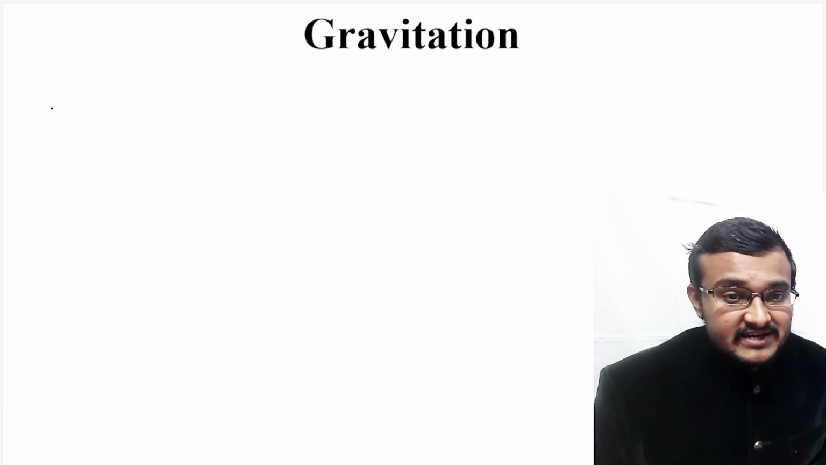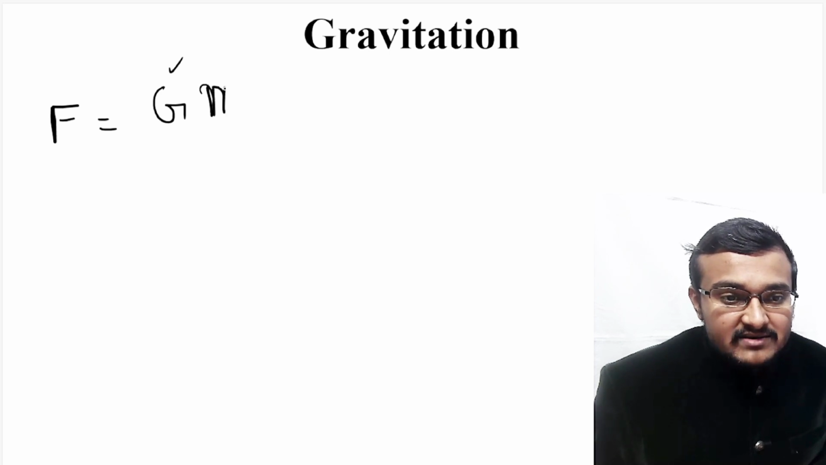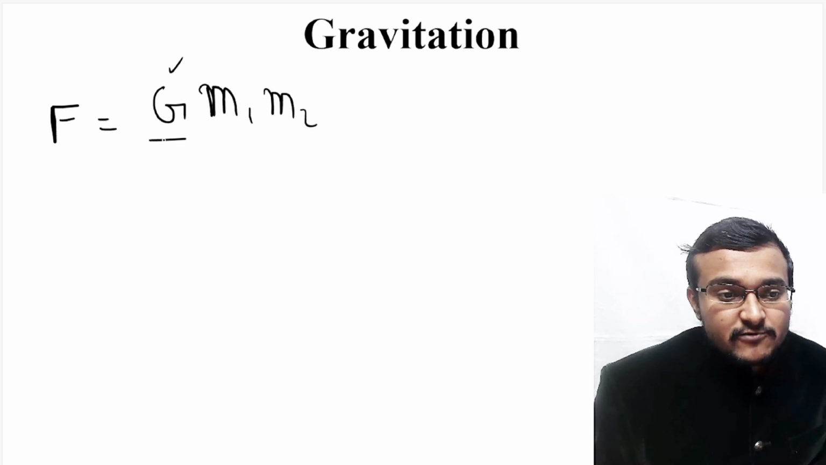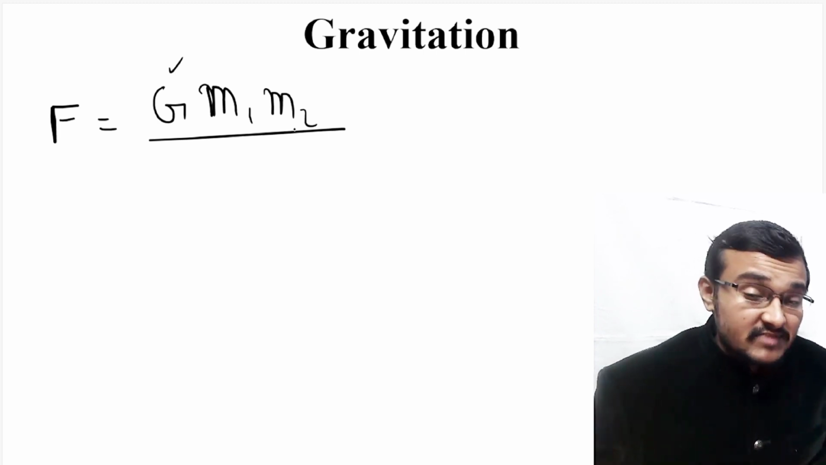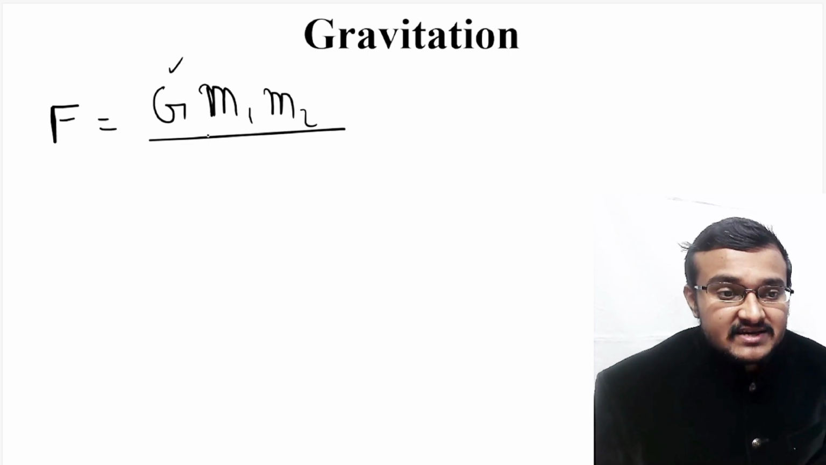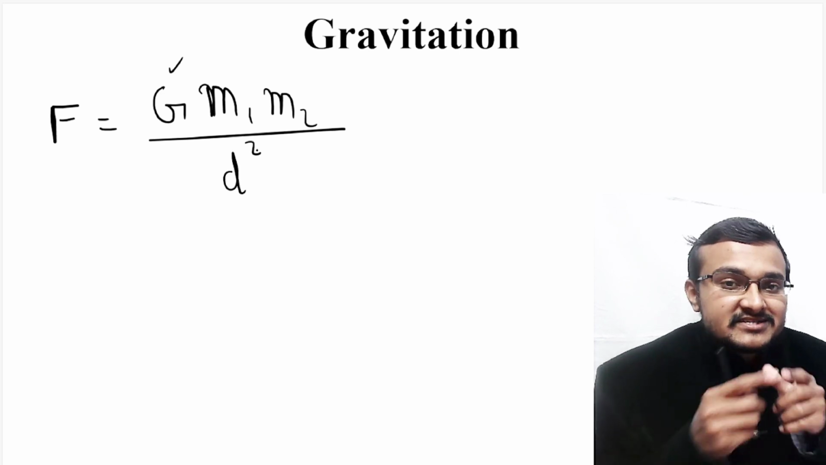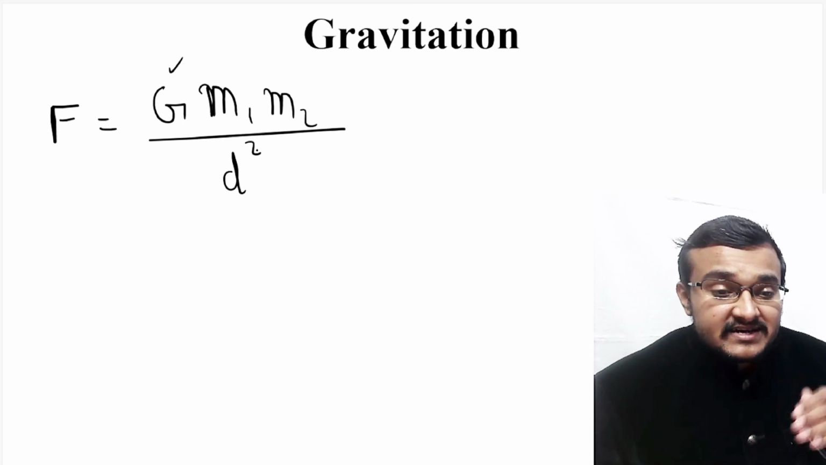From the universal law of gravitation, we came across that the gravitational force F is equal to G, the gravitational proportionality constant, capital G, into M1 M2. This is the gravitational force between two objects, one object which has mass m1 and the other object which has mass m2. In that case, the gravitational force between these two objects will be G into m1 m2 divided by d square, where the square of the distance between the two objects is in the denominator.